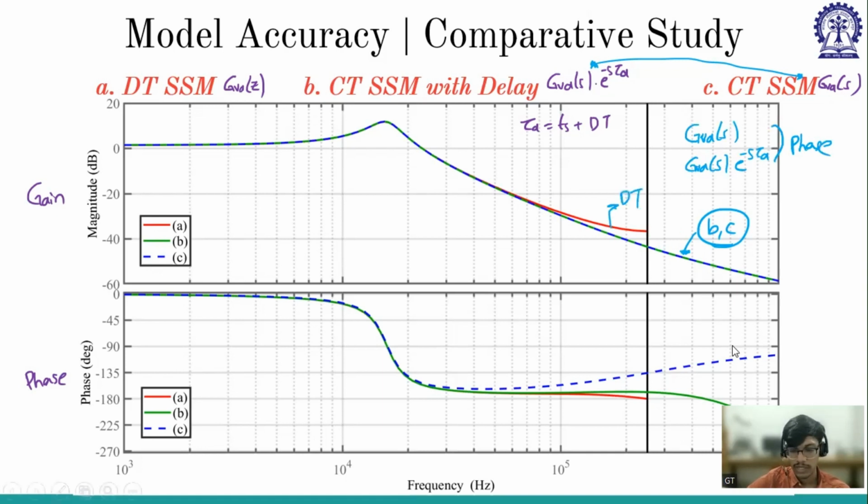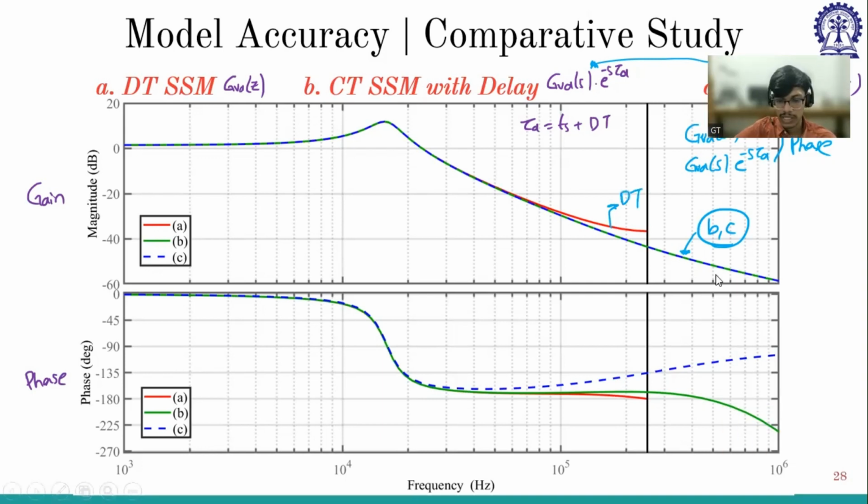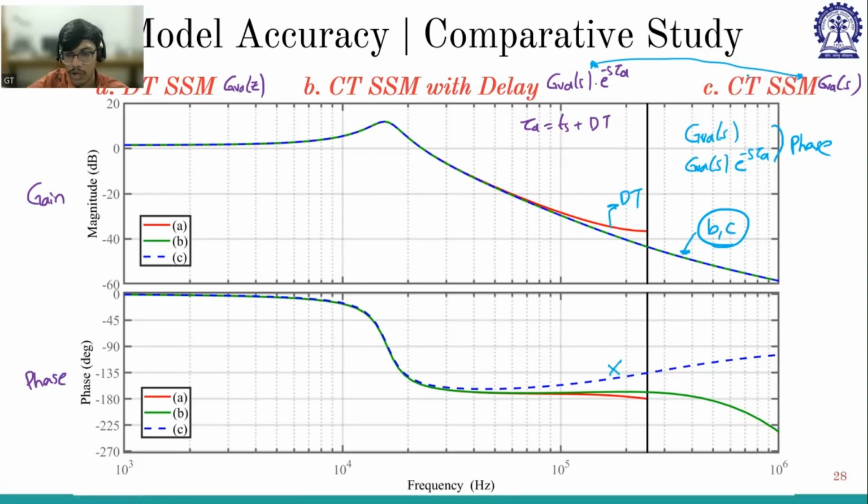Now coming to the phase. You can see this is completely deviating, so I cannot use C. Whatever this blue dotted curve is, I cannot use it because it is not accurate. Here it is closely matching until this point, but after that it is not. And if you see these two, they are okay. There is a slight mismatch, but it is manageable. There is only a slight phase difference, and it is okay to consider this much error.